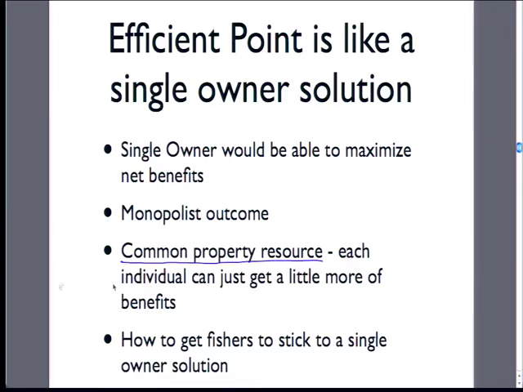So the question for policymakers is how to get the fishers, this is the gender neutral fisher people, how to get the fishers to stick to a monopoly single owner solution. Right? How can we coordinate the people fishing? There's profits. Remember, there's no net benefits at the open access case. So how do we get them to stick to this monopolist solution where they can divide up some of the net benefits, some of the profits?